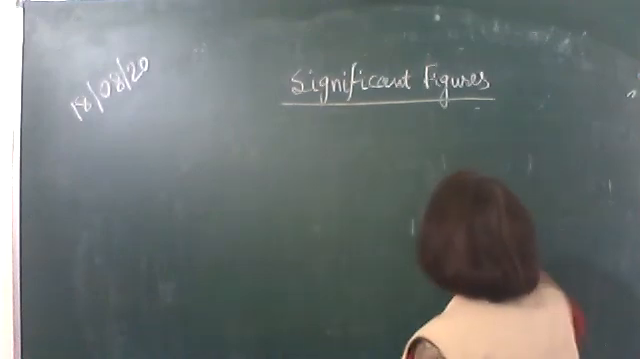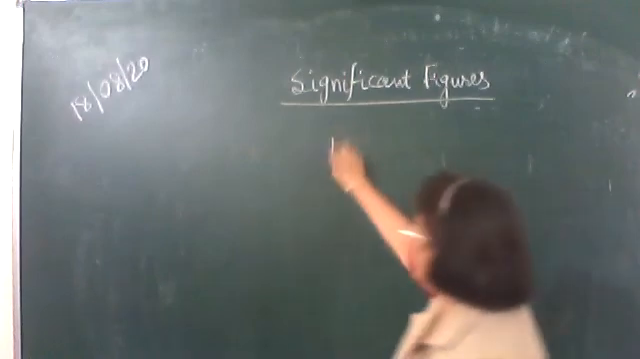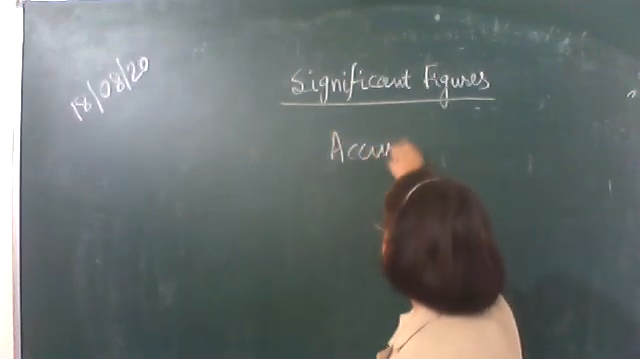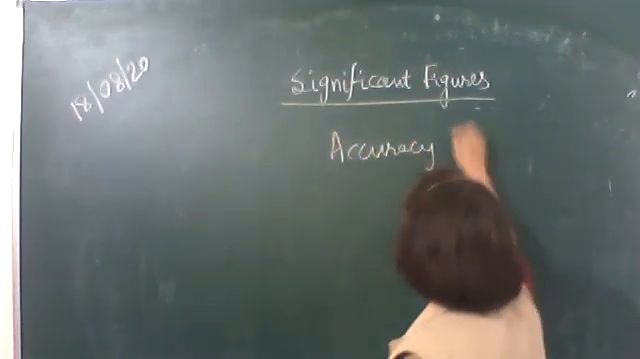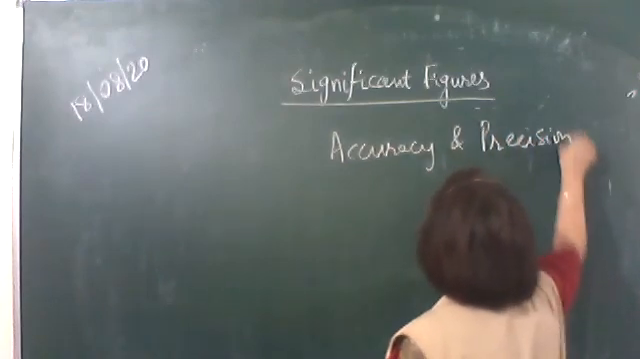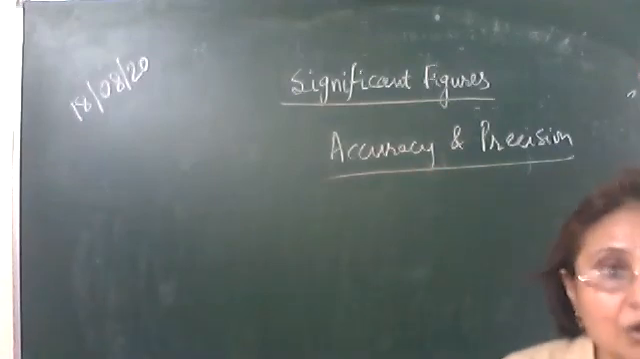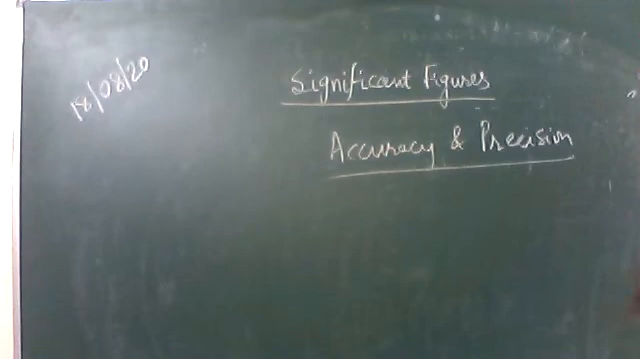Here we'll study accuracy and precision. Generally in common language we take it to be the same, but these are different terms, accuracy and precision. Accuracy means how close the measured value is to the true value. The closer it is to the true value, the more accurate the value is considered to be.